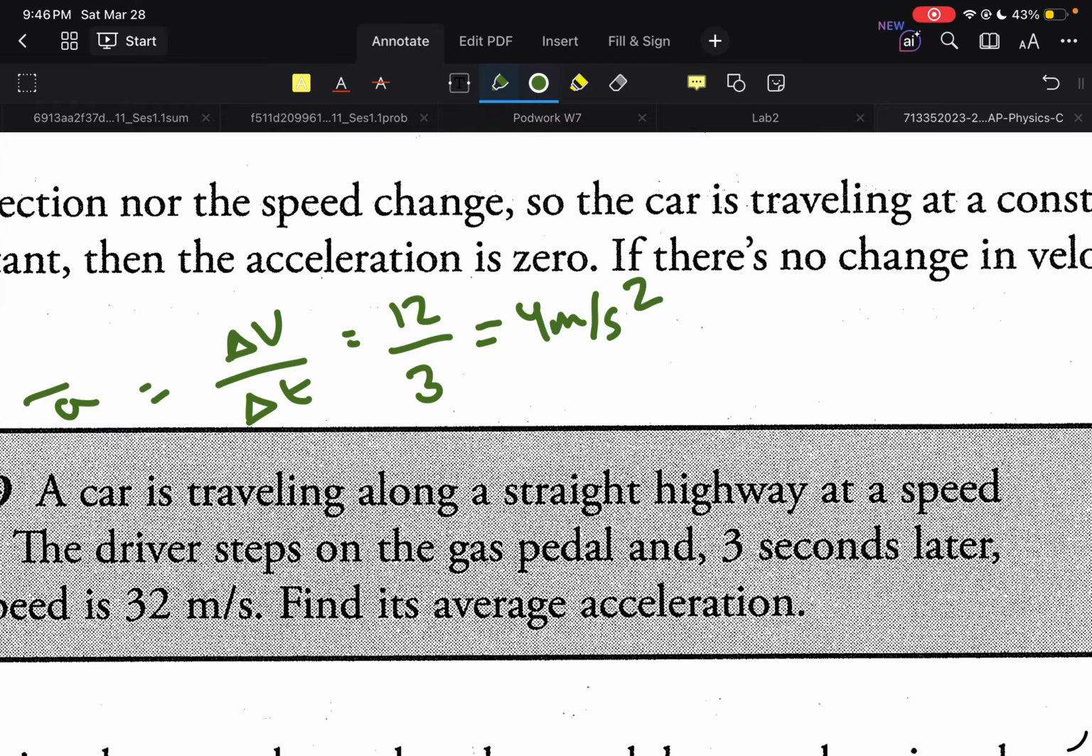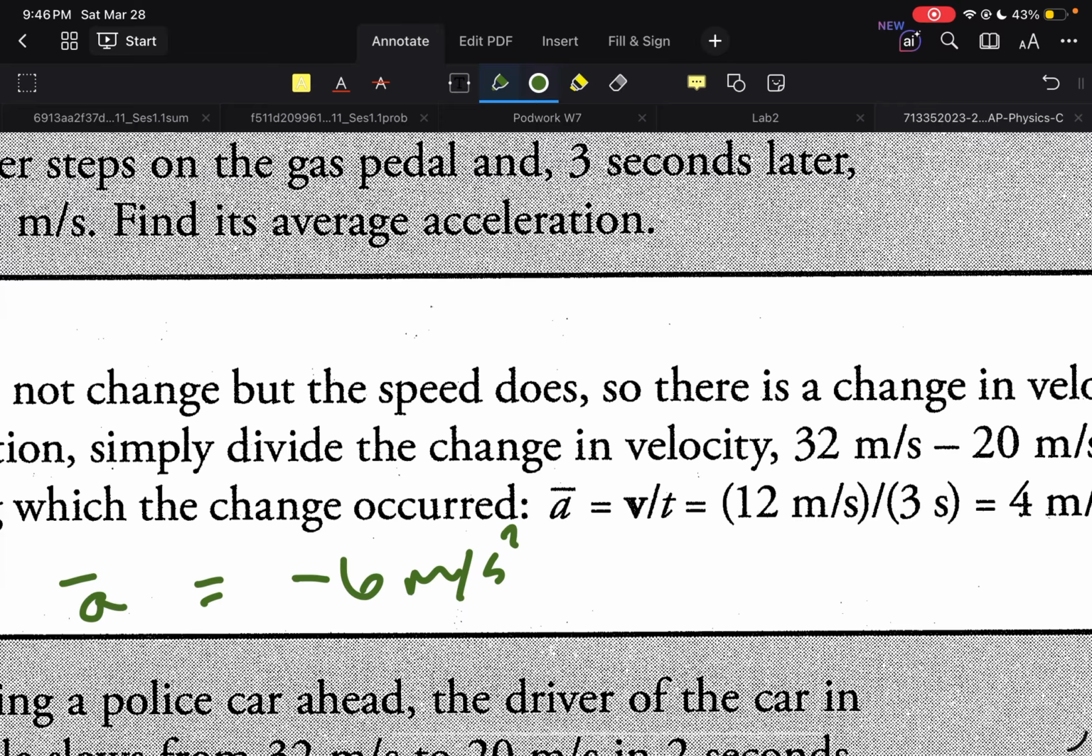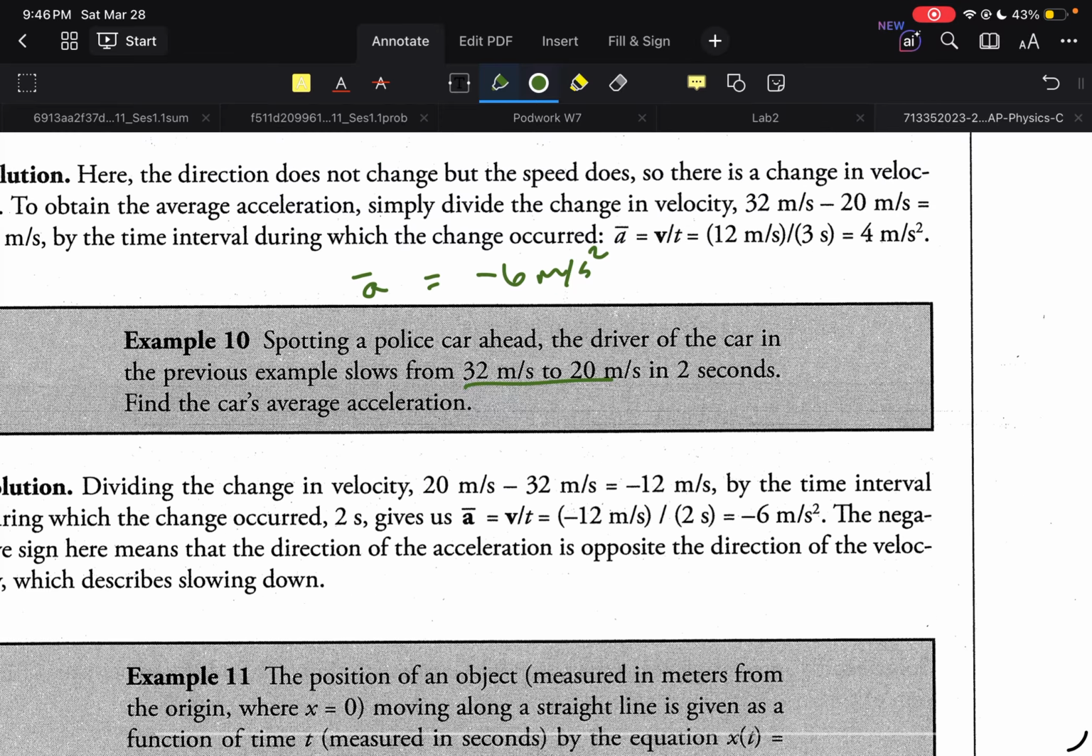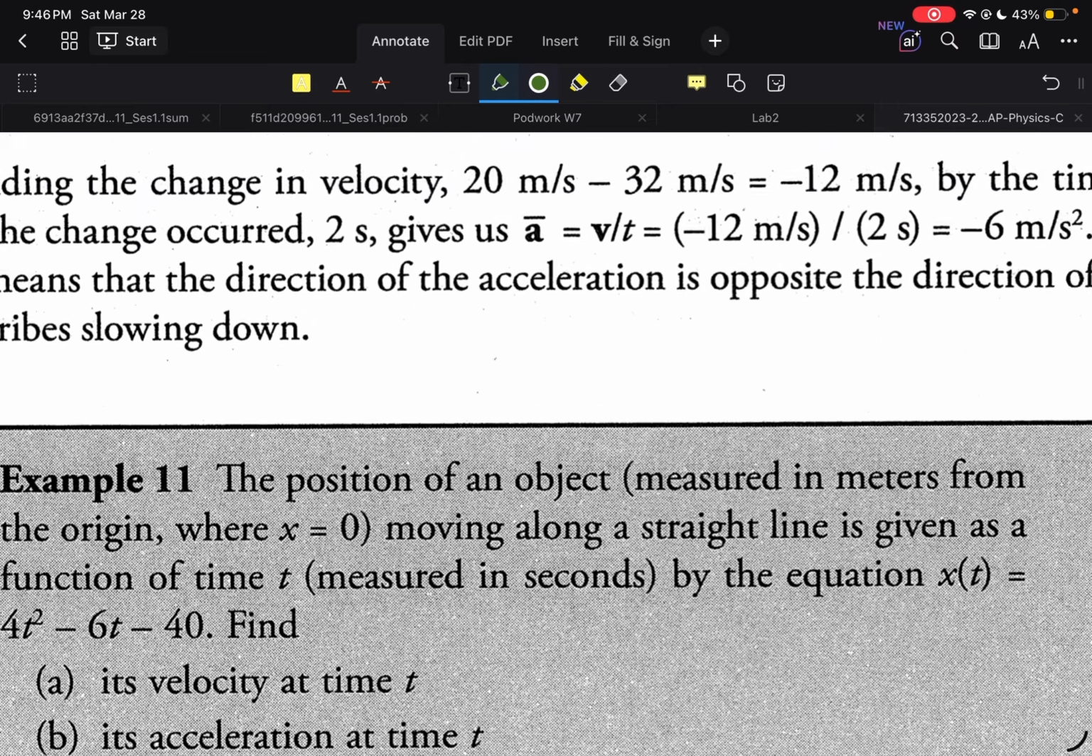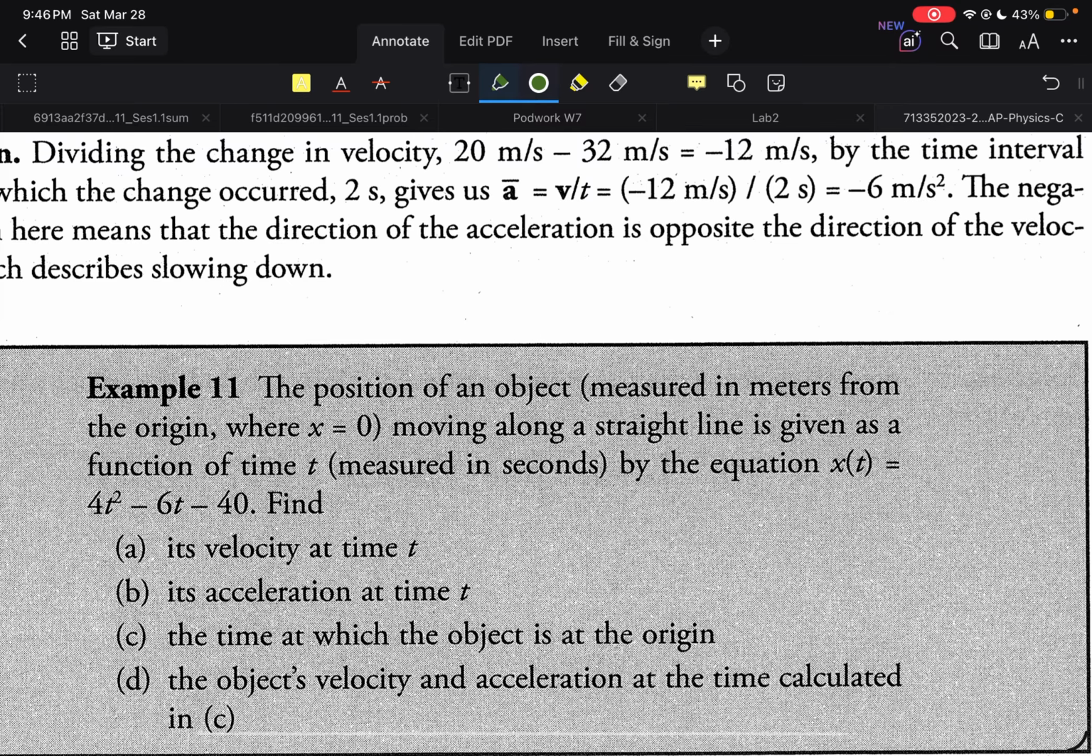Okay, one thing I messed up. Units are very important. Don't forget, don't mess up your units. It's really easy to lose points on that. Okay, it should be meters squared.